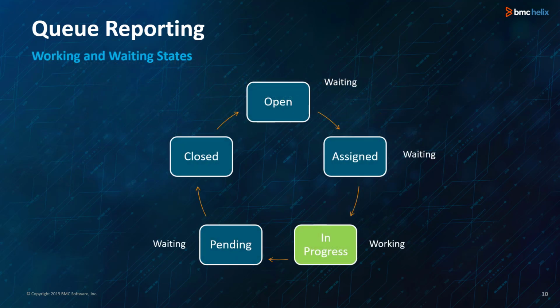As a record progresses in its life cycle, it is either in a working state or a waiting state. Working states imply that the record is actively being worked upon. Waiting states imply that the record is not being worked upon, possibly because of dependencies on extrinsic factors. This feature relies on the working or waiting state of each status.